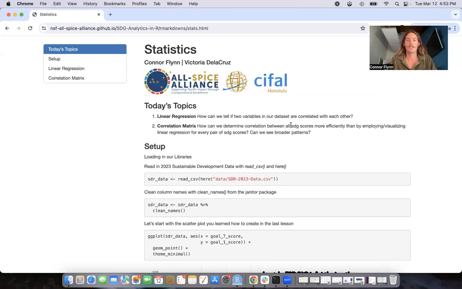So with linear regression, we're looking at pairs. We're looking at SDG 1, no poverty, and SDG 3, good health and well-being. Are those related? But with the correlation matrix, we could look at our whole data frame, or all of the SDG scores, and every pair just in one diagram. So everything from our linear regression, just as a big picture, where maybe we can see broad patterns between SDG scores and other scores and indicators.